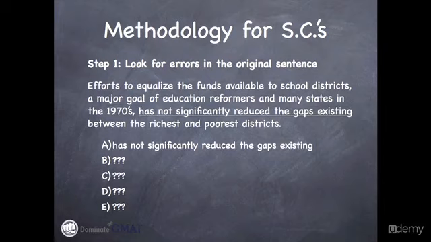Step one, we want to look for errors in the original sentence, and here was our sentence. Efforts to equalize the funds available to school districts, a major goal of education reformers in many states in the 1970s, has not significantly reduced the gaps existing between the richest and poorest districts. Do you see a mistake? That's the question. Do you see a mistake? Specifically a mistake in the underlined portion.